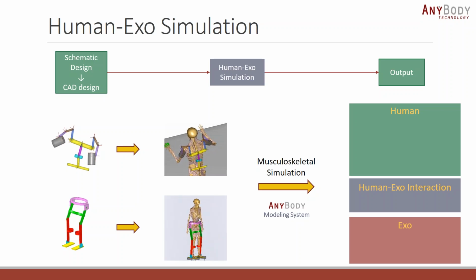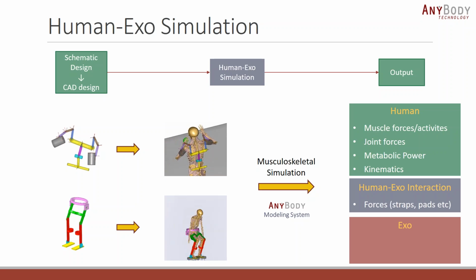And these simulations give outputs which can be classified into 3 categories from the point of view of studying these human exosystems. So the first set of outputs has to do with human performance, and these are outputs such as the muscle forces, activities, joint forces, metabolic power, and so on. Then you have outputs relating to human exo interaction, and these are mainly the forces at the points at which the human and the exoskeleton are connected together. So this could be the forces in the straps and connecting pads and so on.